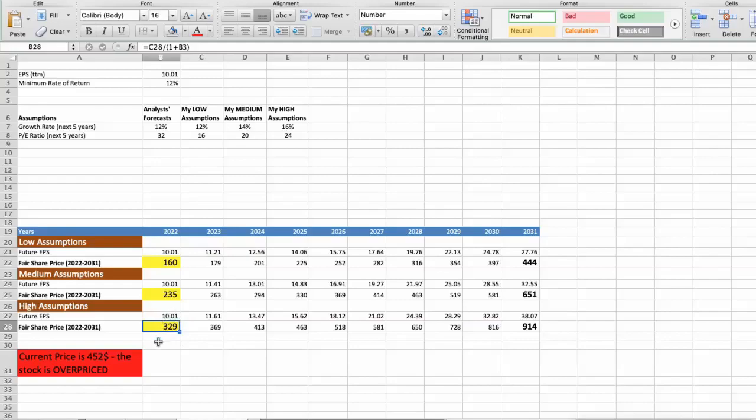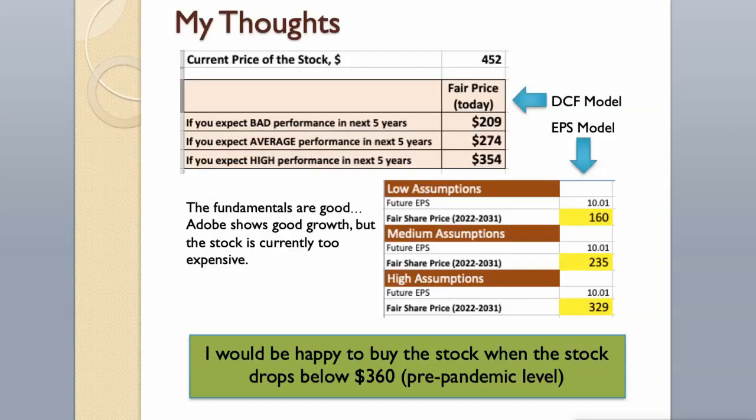As you can see, today the stock is overvalued, $452, even if we expect the company's high performance in future. The fundamentals are good. Adobe shows good growth, but the stock is currently too expensive. I would be happy to buy the stock when the stock drops below $360, pre-pandemic level.